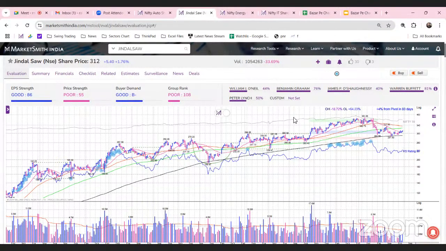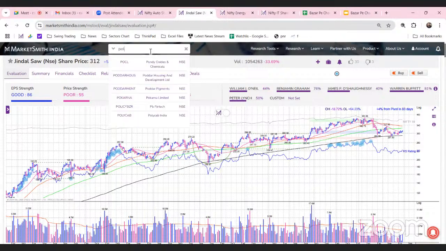Strong resistance is placed around the 330 kind of zone. And most probably in the next couple of weeks, in our opinion, it will remain traded sideways only in the range of 330 to 285 kind of zone. So a sideways trend with negative bias has emerged in this particular stock.